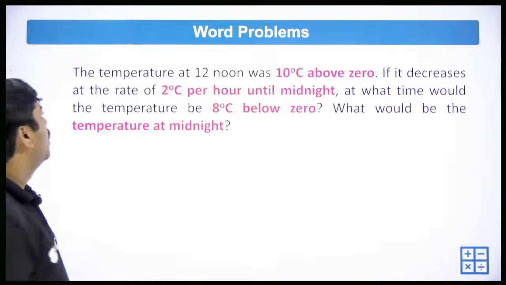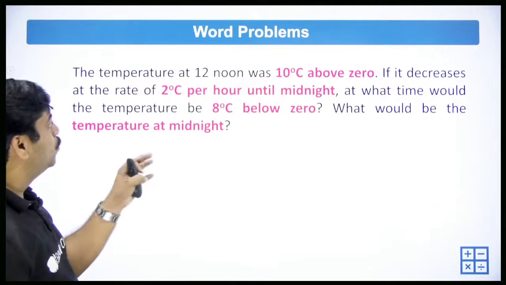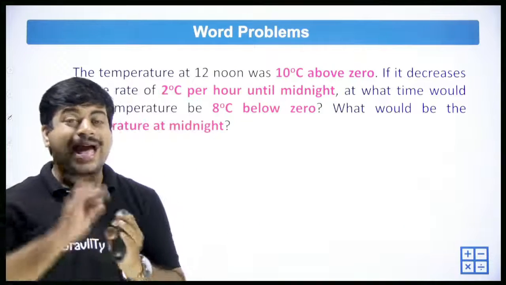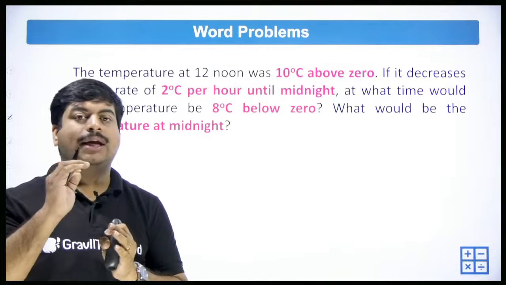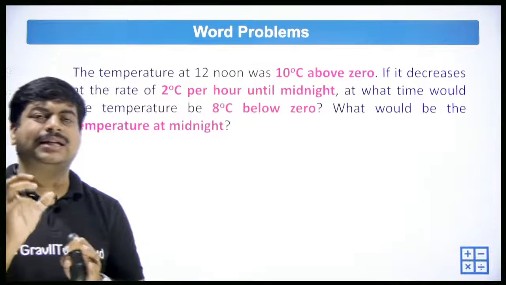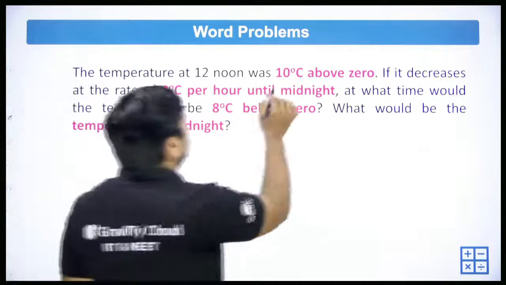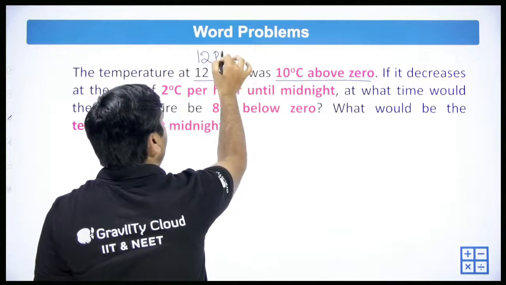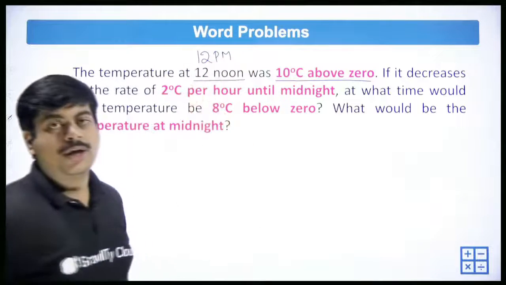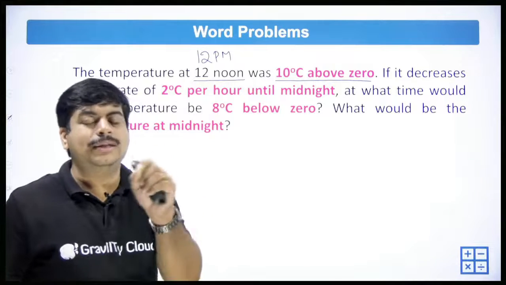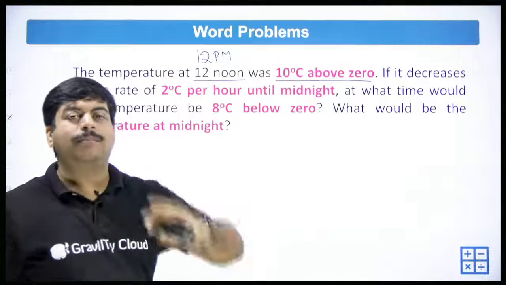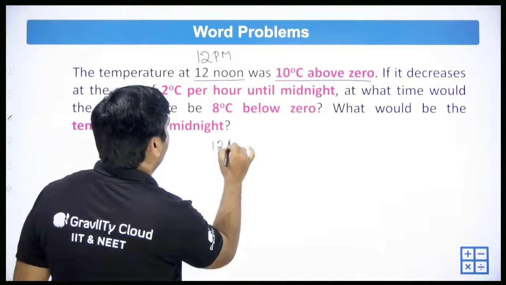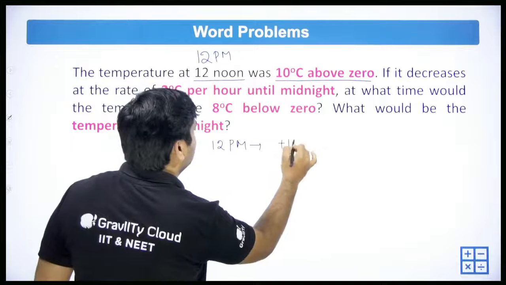The temperature at 12 noon was 10 degrees above zero. Above means positive. Above, upwards, to the right, always states that it is positive. 10 degrees above zero, 12 noon. What do you mean by 12 noon? It is 12 p.m., not 12 a.m. in the night. Noon means afternoon, 12 p.m. If it is decreasing, at 12 noon, at 12 p.m., we have the degrees as plus 10 degrees.